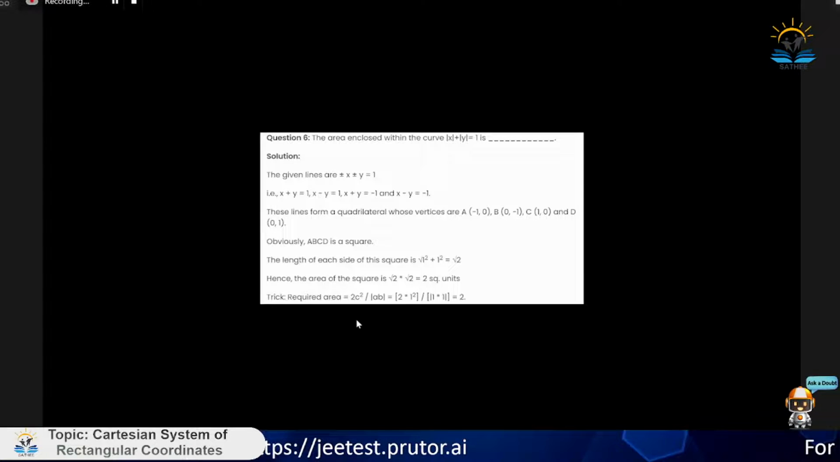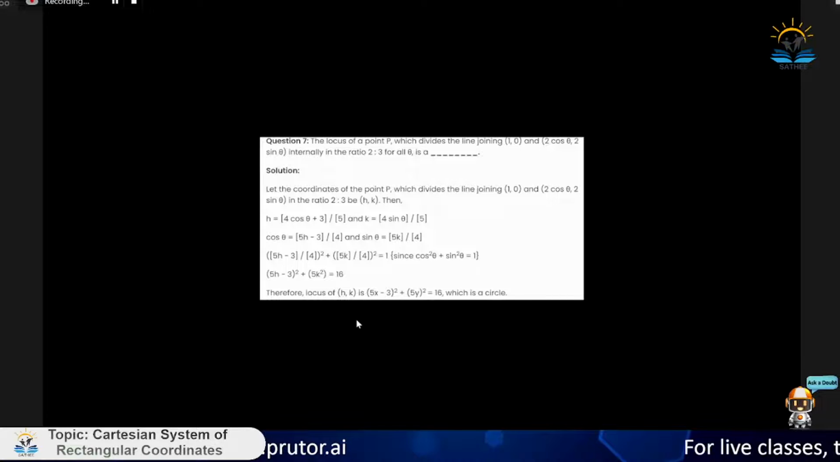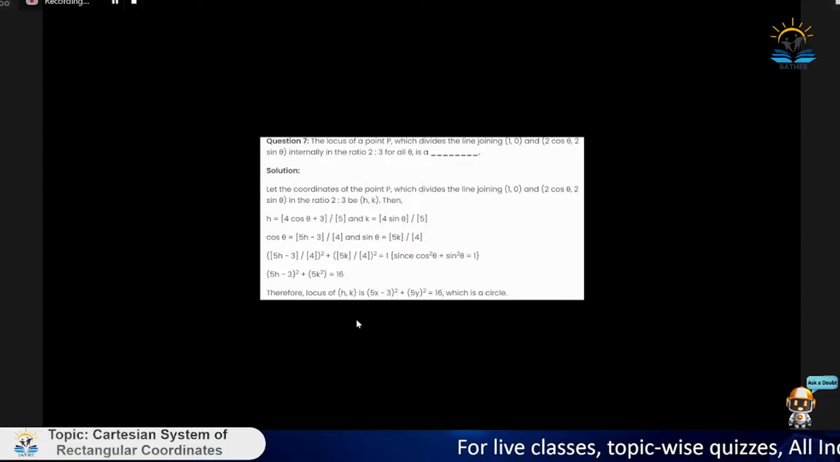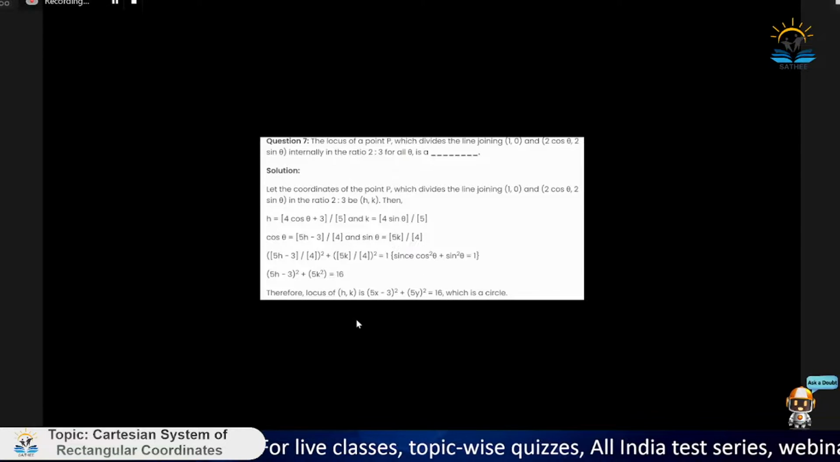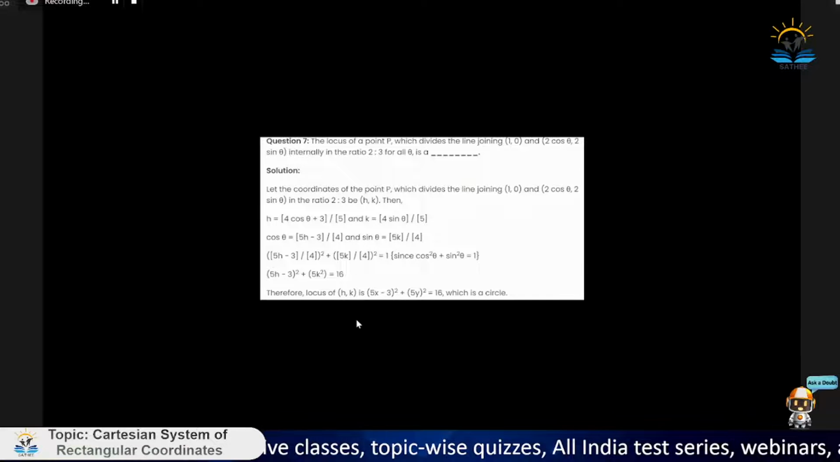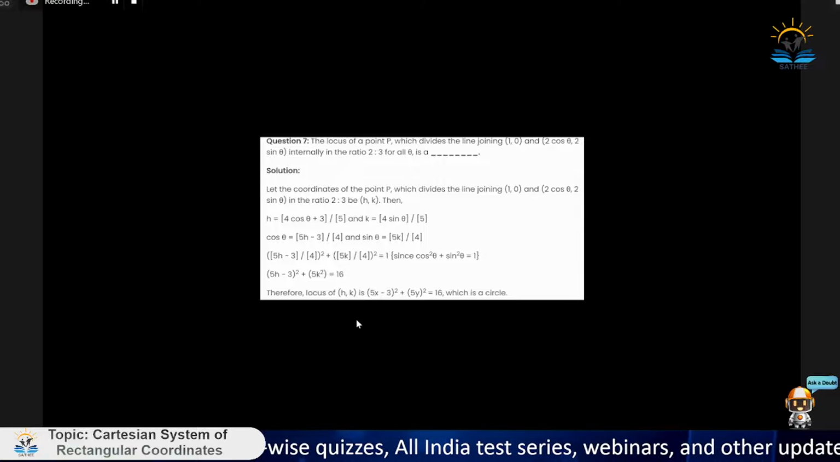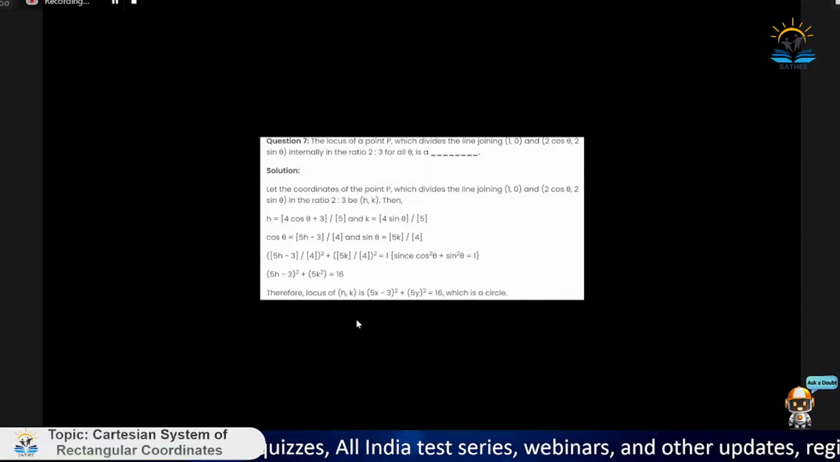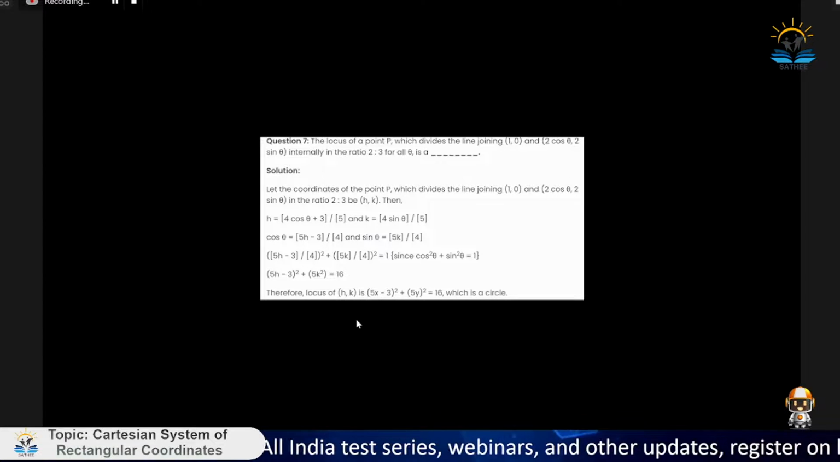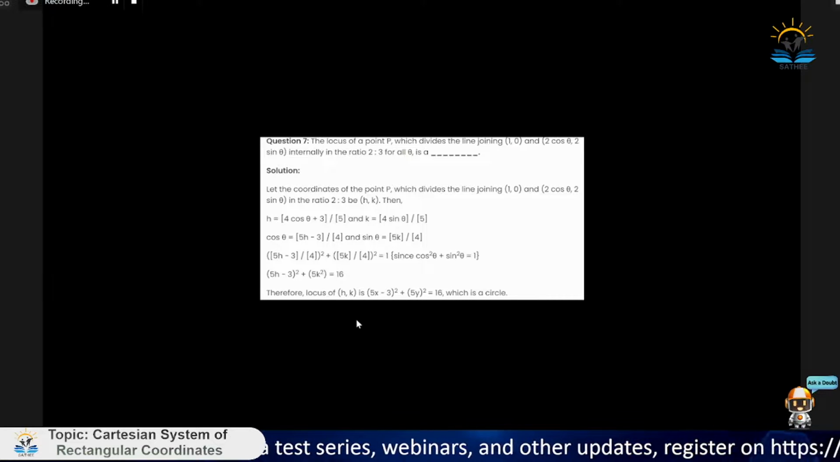So here you can also go for the next question. Here they asked for the locus of a point which divides the line joining 1 comma 0 and 2 cos theta comma 2 sin theta internally in the ratio 2:3. So here we will use the section formula, and let the coordinates of the point be h comma k, and from there you will find the h coordinate and k coordinate in terms of theta by using the section formula.